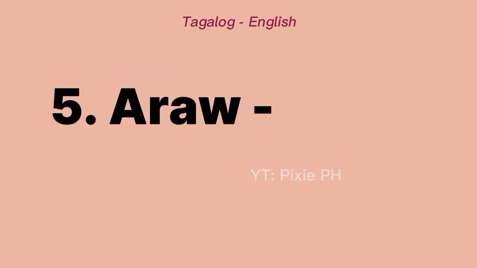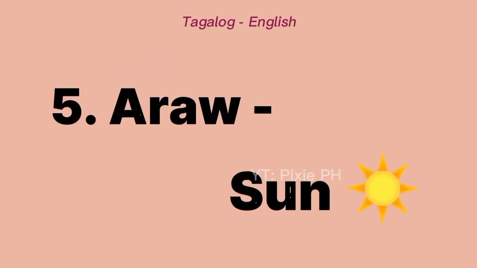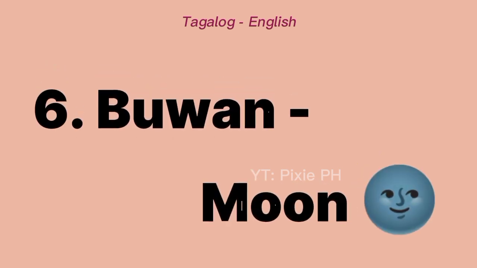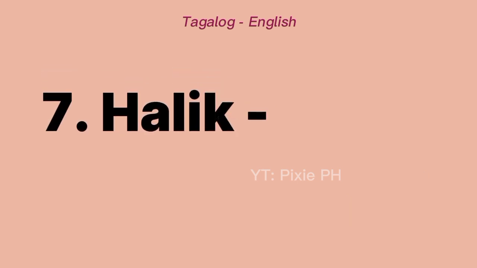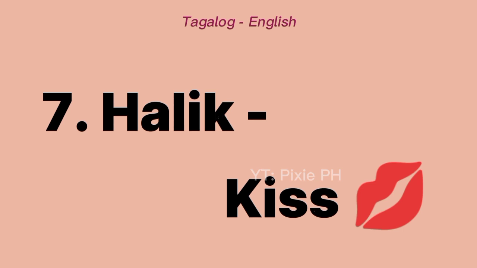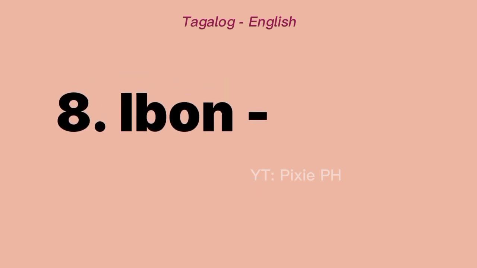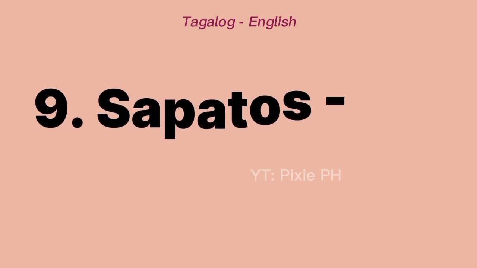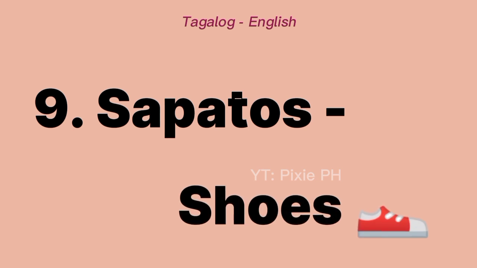Number 5. Araw, or Sun in English. Number 6. Buwan, or Moon in English. Number 7. Halik, or Kiss in English. Number 8. Ibon, or Bird in English. Number 9. Sapatos, or Shoes in English.